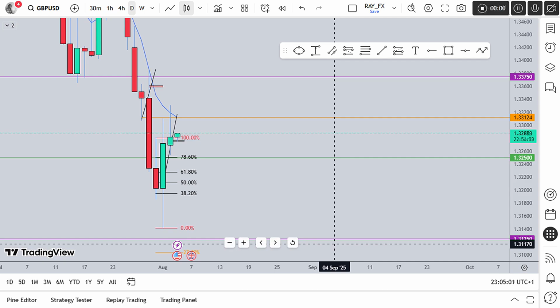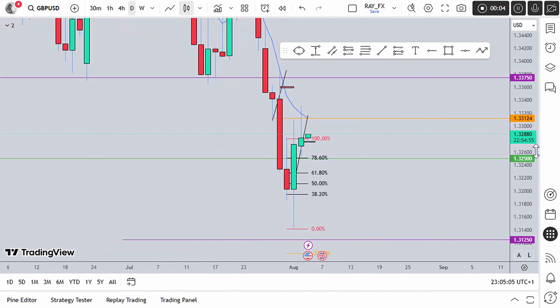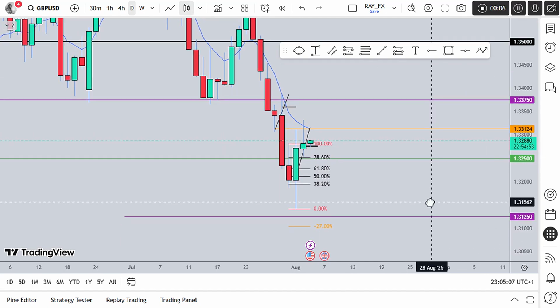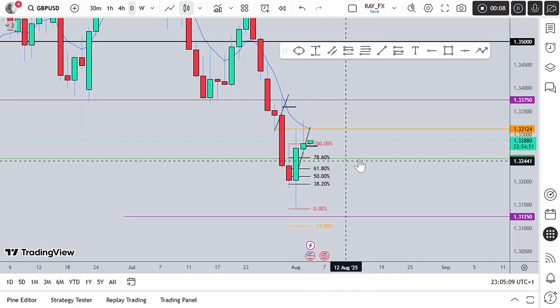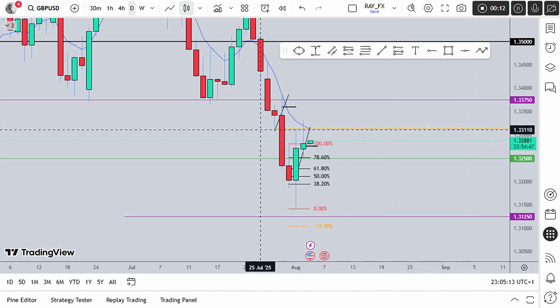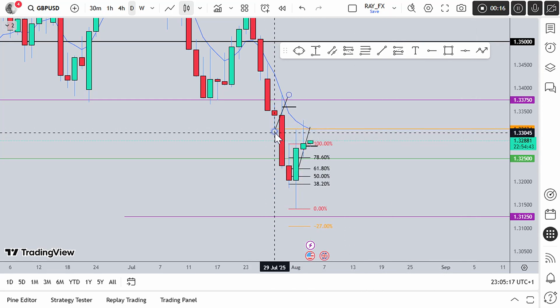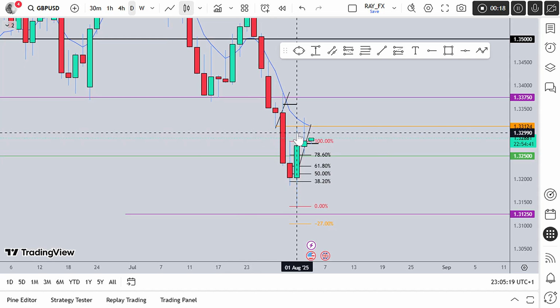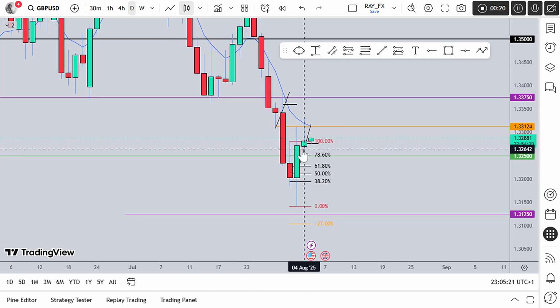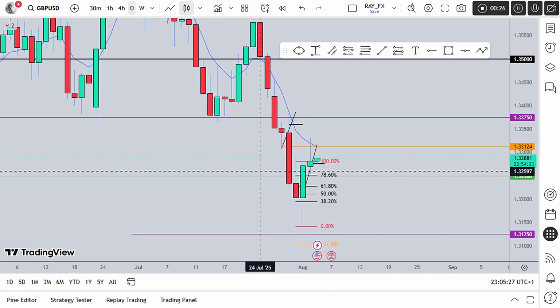To GBPUSD for a new trading day here. You can see that yesterday, Monday, we had a sharp rejection from 1.3125, and more or less an area or a zone of imbalance from here. Now we've seen a sharp rejection, another sharp rejection, tapping into the moving average.